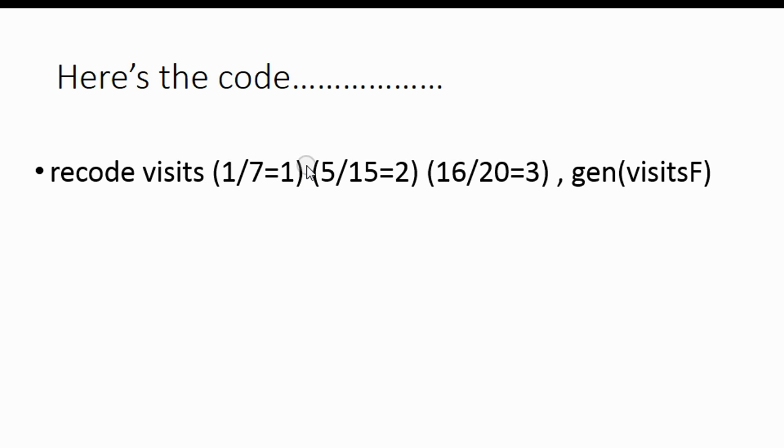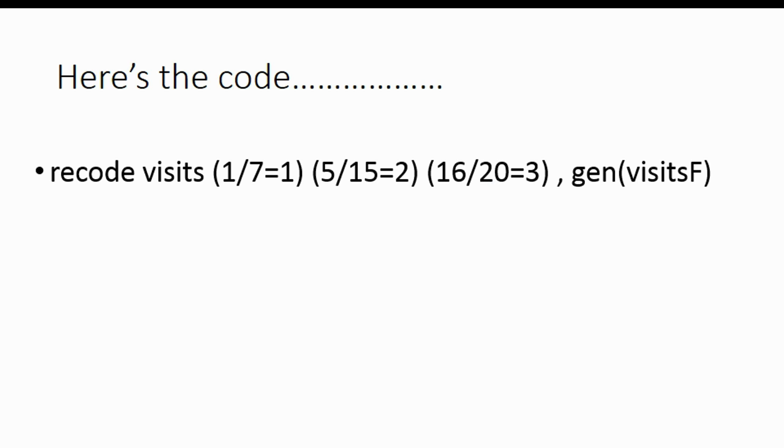Now what's going on in these parentheses? Well, this is something fantastic in Stata. You see this slash here? This is not a division symbol. What this is telling Stata is, please recode the variable visits so that every value between 1 and 7 will be assigned the value of 1. And in this same variable, every value between 8 and 15 will be reassigned the value 2. And every value between 16 and 20 inclusive will be reassigned to the number 3.